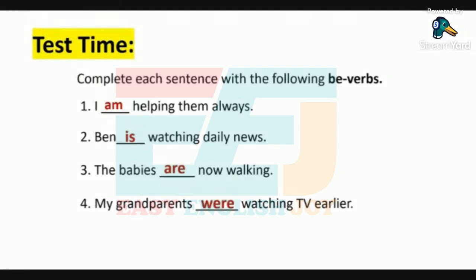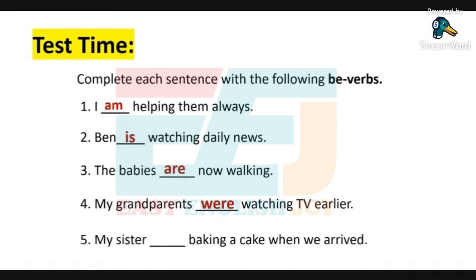Answer: My grandparents were watching TV earlier. So the answer here is "were" because the action took place in the past. And we have here the time expression "earlier." My grandparents were watching TV earlier. Number 5 seconds.